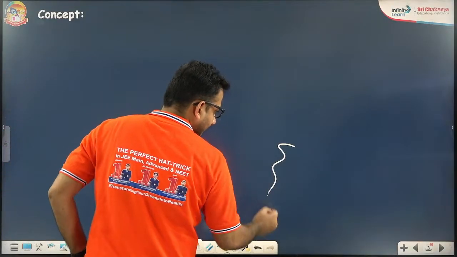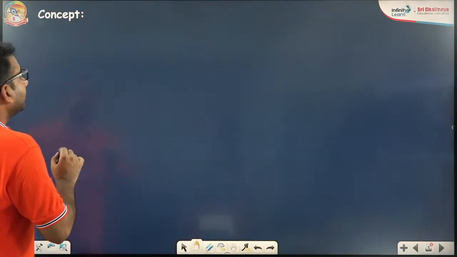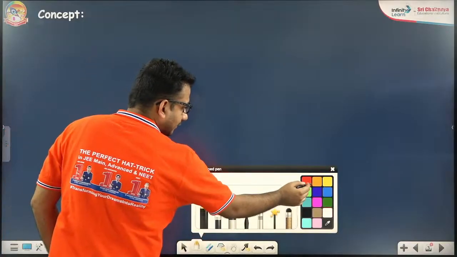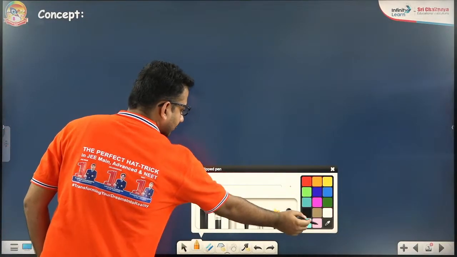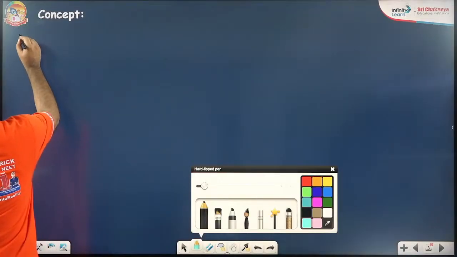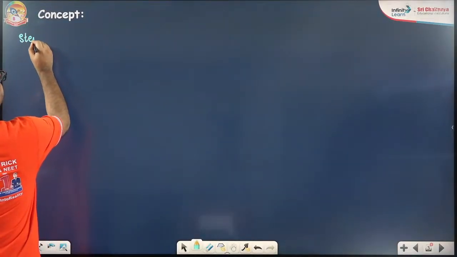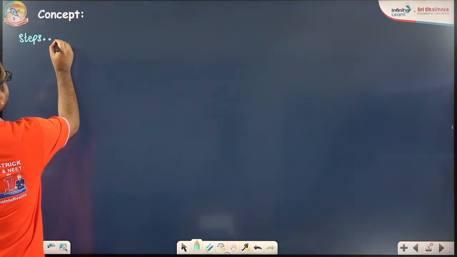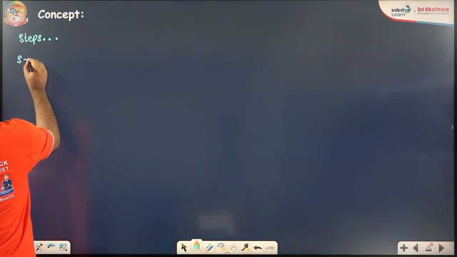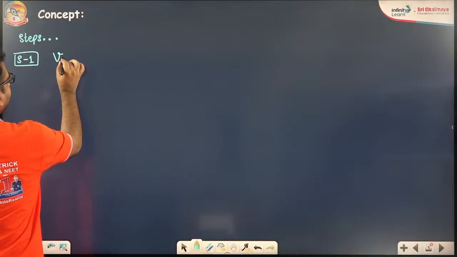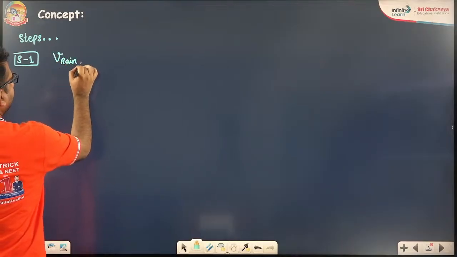So in this concept, I'll be talking about the steps. Some steps to be taken. Step one, I'll try to write the velocity of rain with respect to ground.